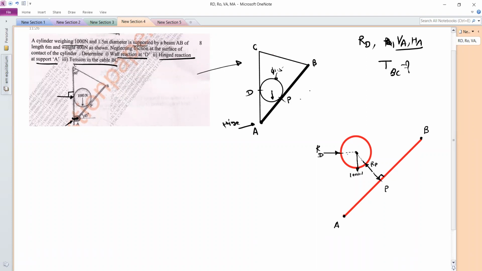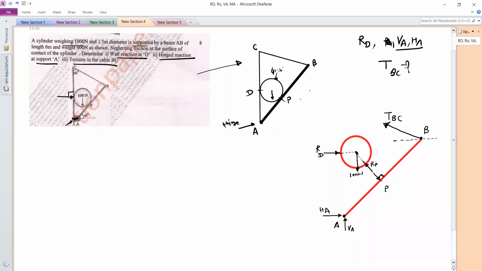Okay, so this is the free body diagram for the cylinder, and here for the rod AB, A is the hinge point. So this is the vertical reaction VA and this is the horizontal reaction HA. Then at point B, we have the cable BC, so there will be tension like this, the tension in the cable BC. Now for this tension, we have to find its angle with respect to the horizontal. The angle is not given, so we can find it like this.